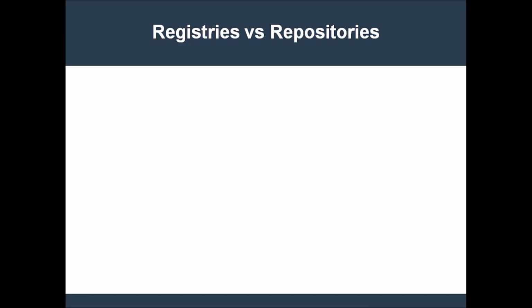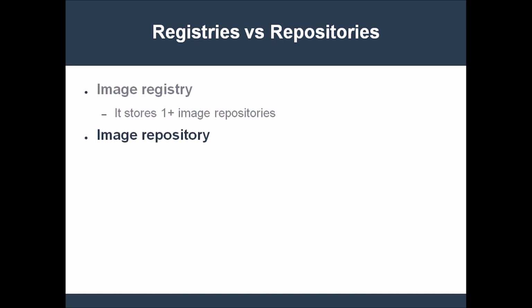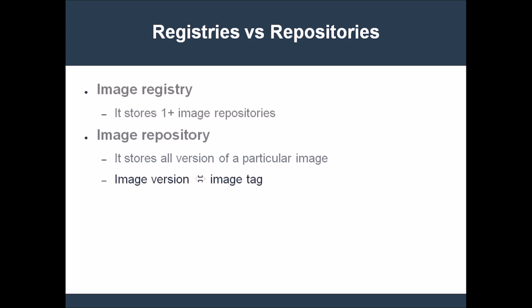At this point, I feel that I need to give you a brief explanation of what the difference is between an image registry and a repository. Earlier in this course, I told you that an image registry, such as Docker Hub, stores container images. That's true-ish. But to be more precise, an image registry stores one or more image repositories. Each repository stores all of the versions of a particular image. Each image version corresponds to an image tag. There's a bit more that needs to be said about images and tags, but we'll get into that in a minute. For now, consider this.